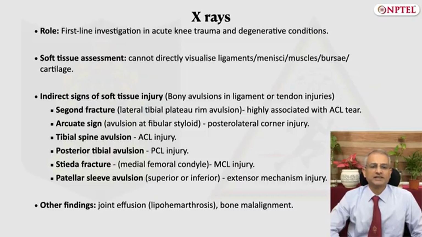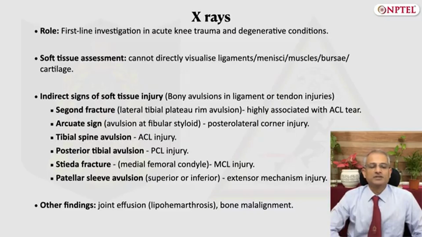The common avulsions that can be seen on an X-ray are the Segond fracture, which is the avulsion of the lateral tibial plateau, and this injury is highly associated with the ACL tear. Then you may be able to see an arcuate sign, which is the avulsion of fibular styloid seen in the posterolateral corner injury of the knee, associated with avulsion of the fibular collateral or the lateral collateral ligament. You may be able to see a tibial spine avulsion, which suggests an ACL injury.